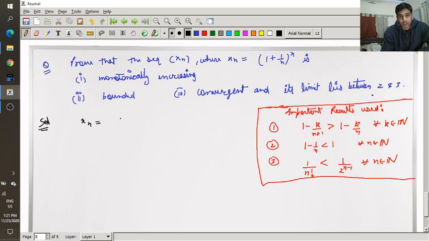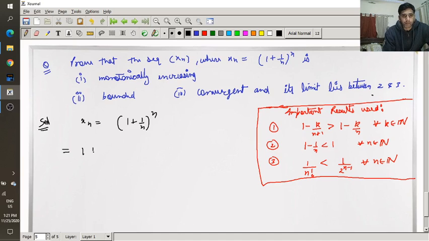Xn equals 1 plus 1 by n, raised to power n. This is the binomial expression. So I will open this expression by using the binomial theorem.